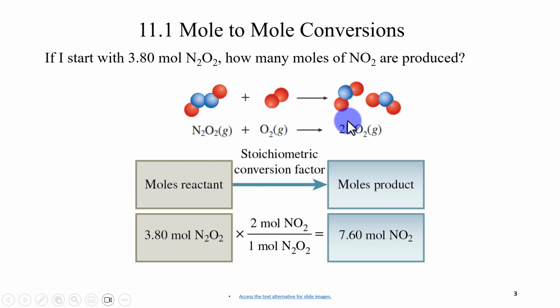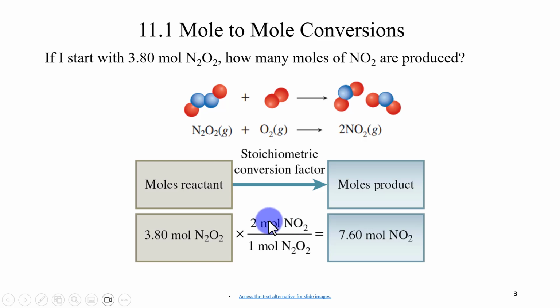And then I plug in these numbers that go with each molecule. NO2 has a 2 in front of it, so 2 moles of NO2 goes on top. And N2O2 has 1, even though it's not written, but it's 1, so it will have 1 mole of N2O2 at the bottom. Now this fraction is multiplied by the amount that I start out with, which is 3.8 moles of N2O2.